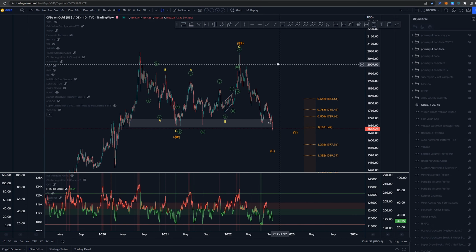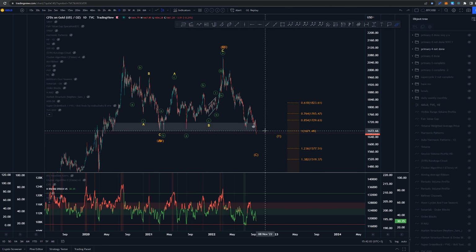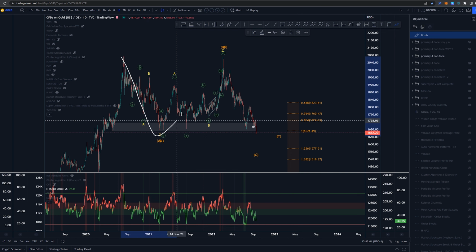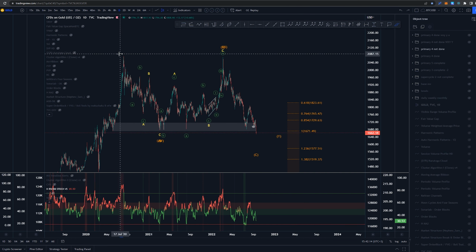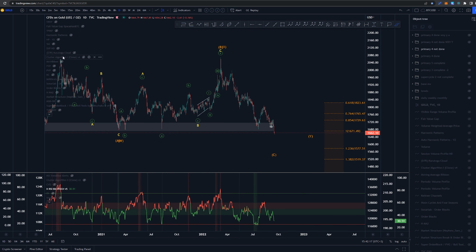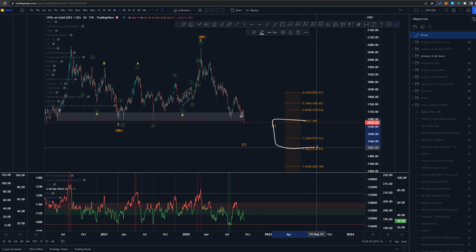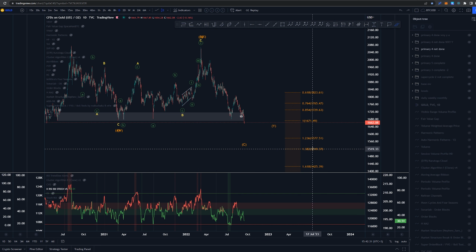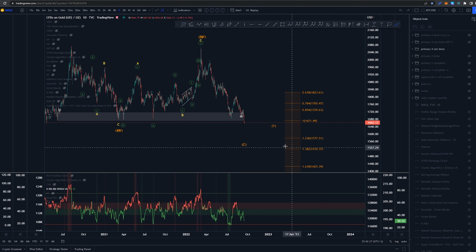Now, the main idea here is that we have some kind of 3-wave structure, whether it's an ABC or WXY, I'm not quite sure. If we are thinking about the ABC scenario, this is more likely because the second wave structure here ended right around the start of this first one. So most likely it would be A, B, and C, some kind of flat pattern. We did not take out the highs here, so this would mean that it would be a regular flat. And that would mean that we are targeting these 1-to-1 and most likely maximum around the 1.382 extension, which would be around the $1,520 area.